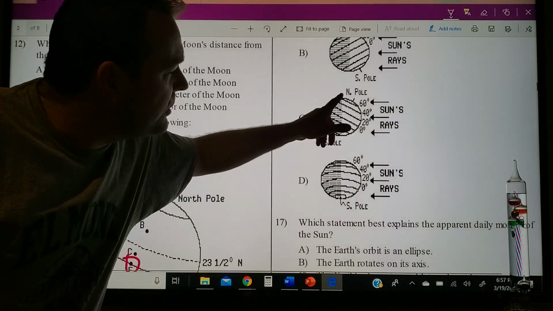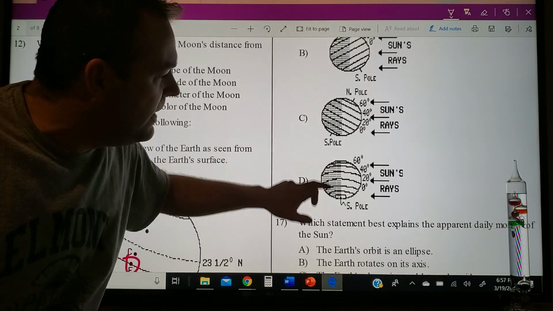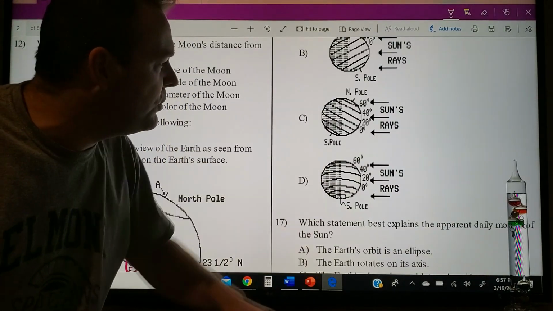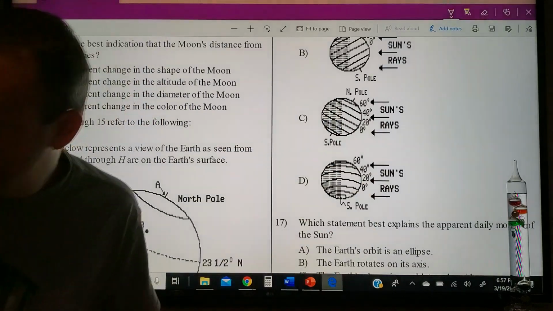Here you go. There's the Arctic Circle completely lit up, tilted toward the sun. That looks like our best answer. And here, once again, we're split in half. That's an equinox day. So you got to go with choice C because the North Pole is tilted toward the sun there.